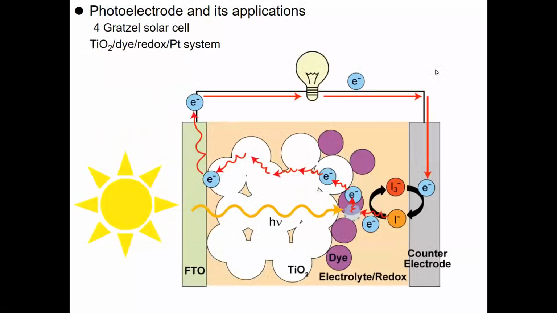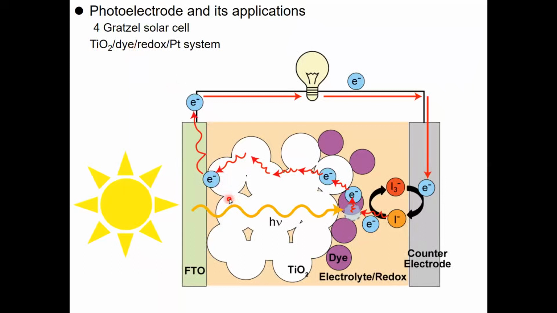Then let's move on to the solar cell part. About 20 years ago, Professor Gratzel introduced a very innovative solar cell, which is inexpensive and can be very highly efficient, which could potentially replace the silicon solar cell. So this is the general diagram for this.